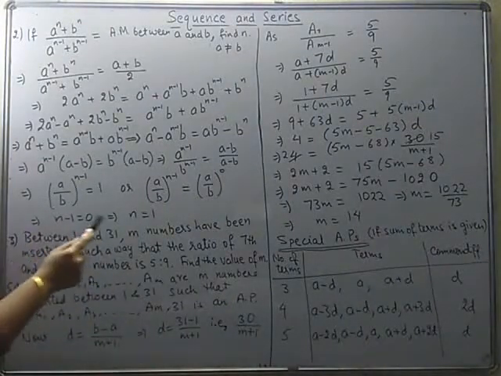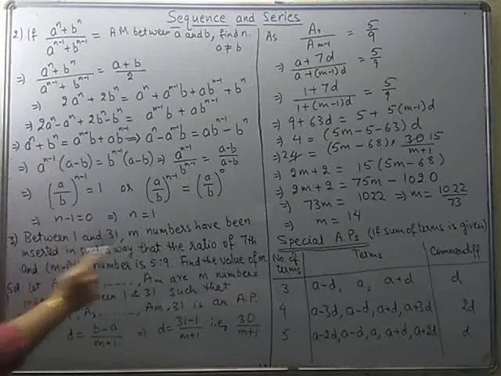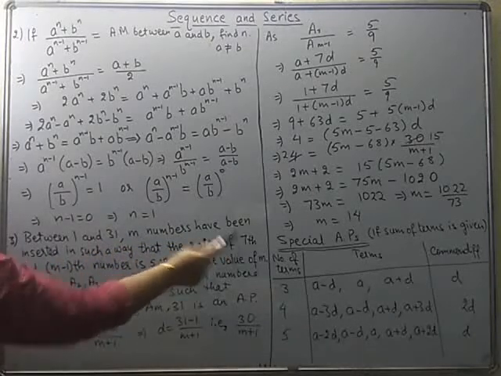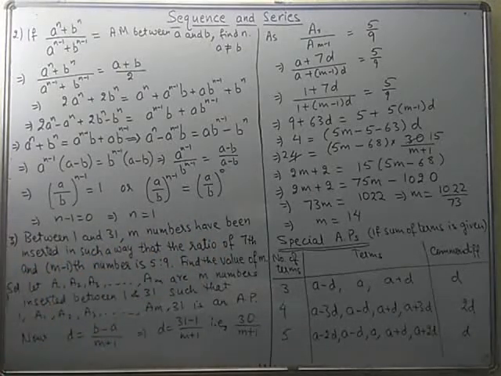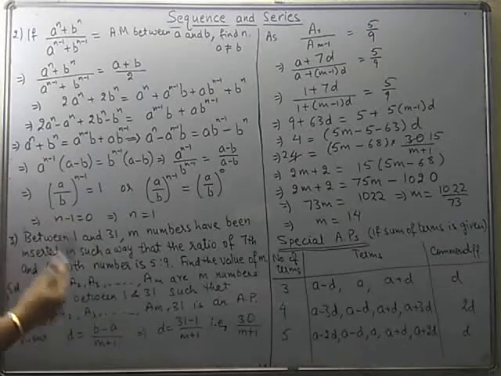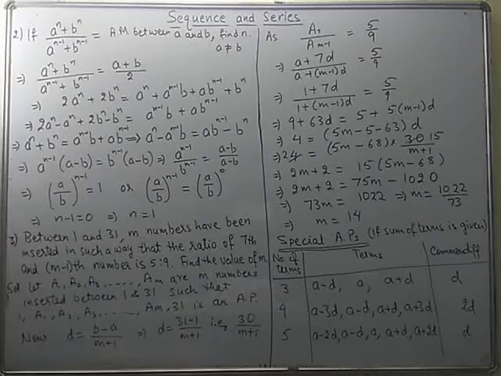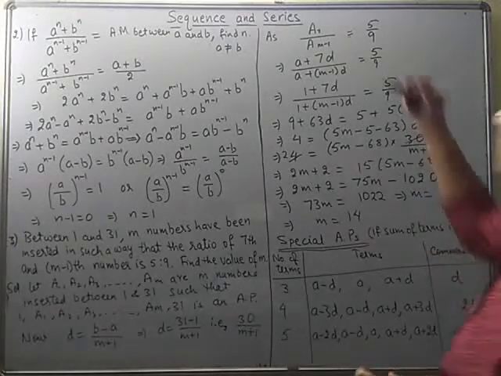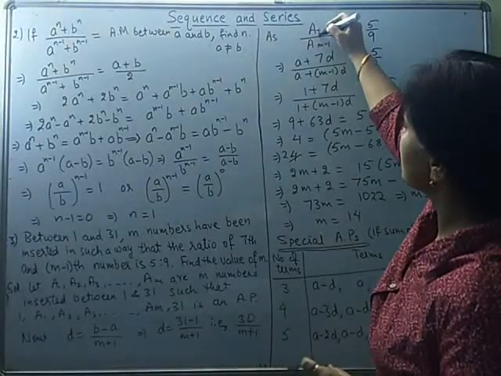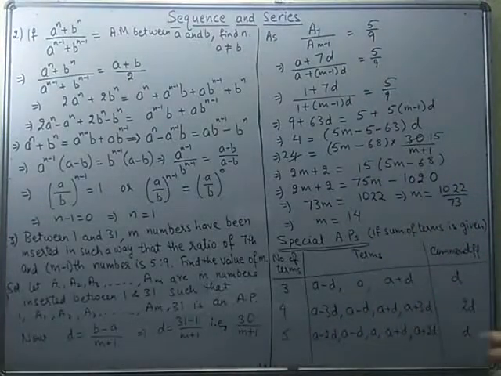What are they saying? The ratio of the seventh and the (m minus 1)th number. So the seventh number among these. If A1 is the first number, A2 is the second, A3 is the third, that means A7 is the seventh number. In the same way, A(m minus 1) is the (m minus 1)th number. Now take their ratios. According to the given condition, A7 over A(m minus 1) is equal to 5 over 9.